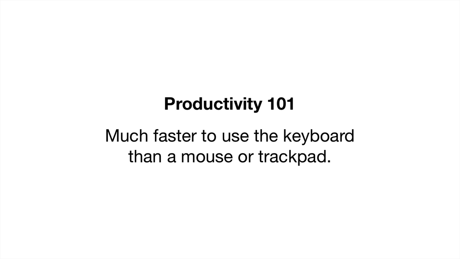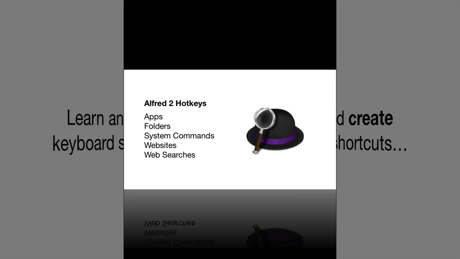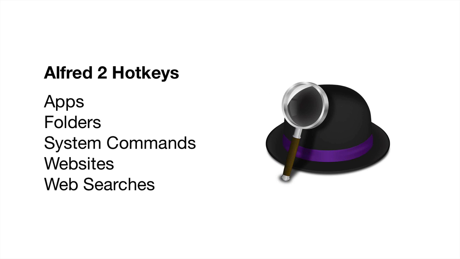Generally speaking, it's much faster to use the keyboard than a mouse or a trackpad to perform actions on your Mac. And if there's certain activities that you perform regularly throughout the day, it makes sense to either learn the keyboard shortcut or to create one that invokes that action. So we're going to look at how Alfred can be used to create shortcuts or hotkeys for all kinds of things, including launching apps, opening folders, accessing system commands, opening websites, and performing web searches.